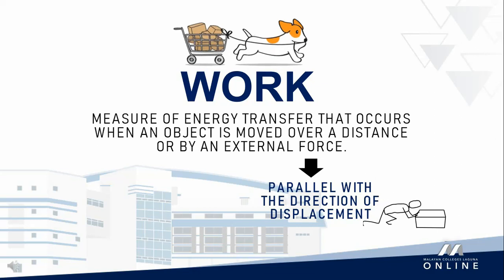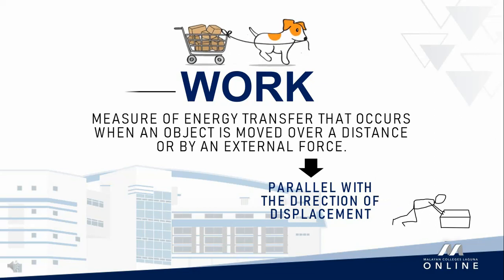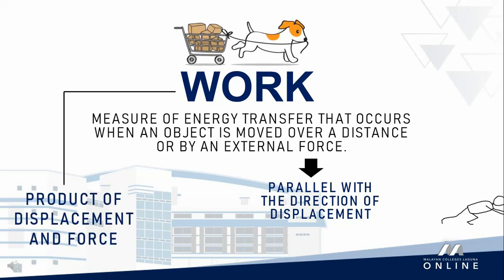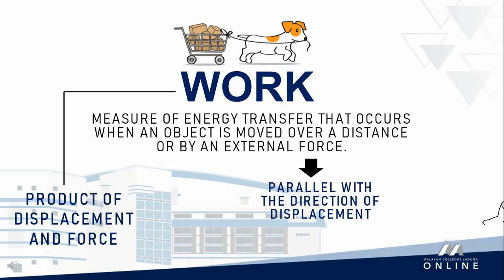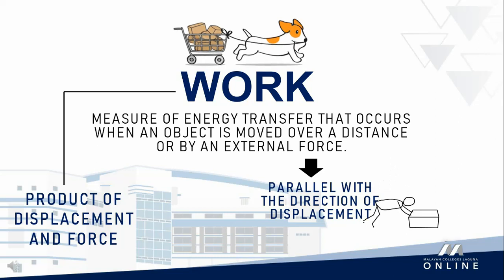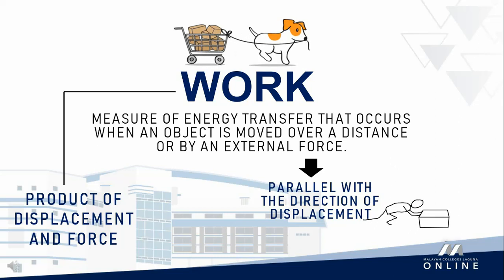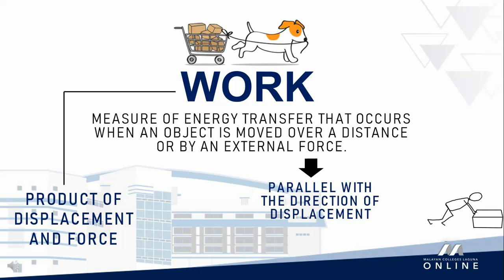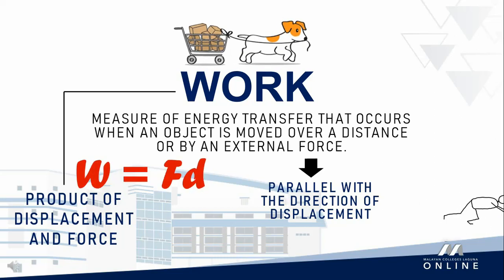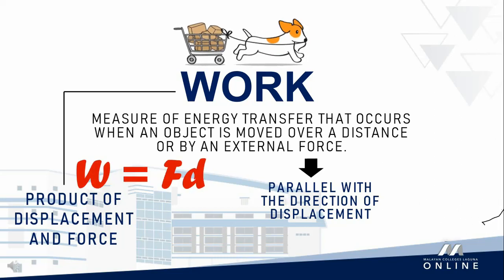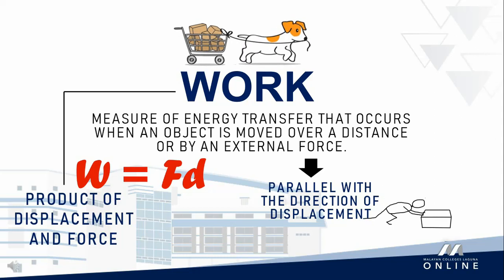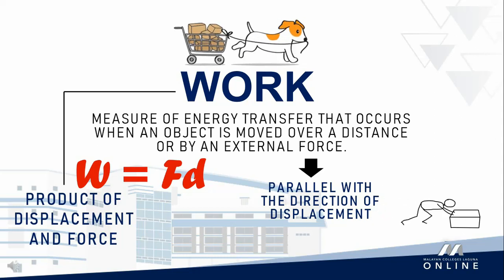If the work is done in constant force, or constant in both magnitude and direction, it is defined as the product of the magnitude of the displacement multiplied by the component of the force parallel to the displacement. In an equation form, we can write it as W is equal to Fd, where F is the component of the constant force parallel to the displacement d.